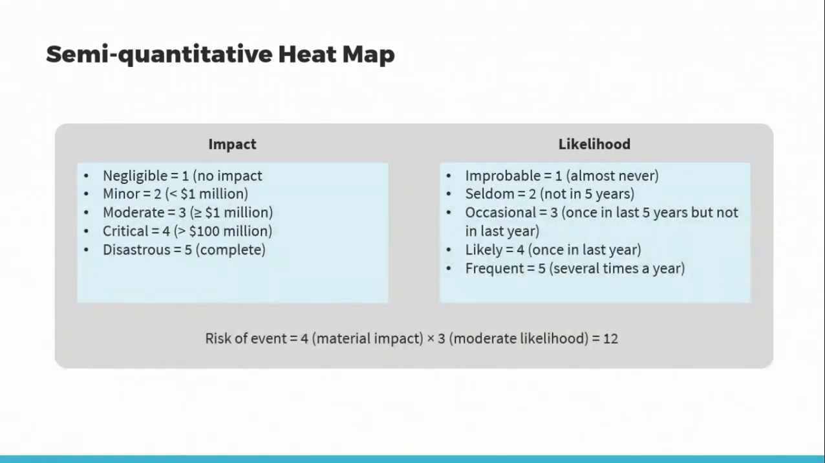Now, even if the organization decides to go to a quantitative model, what they'll often do first is they'll take their existing qualitative analysis and subject it to a semi-quantitative approach. In other words, taking the elements of the heat map and attaching actual dollar values or percentages for impact and likelihood. So, for example, the risk of the event would be 4, which is critical impact, greater than $100 million, and 3, occasional likelihood, which is once in the last 5 years, but not in the last year, to give us a value of 12.